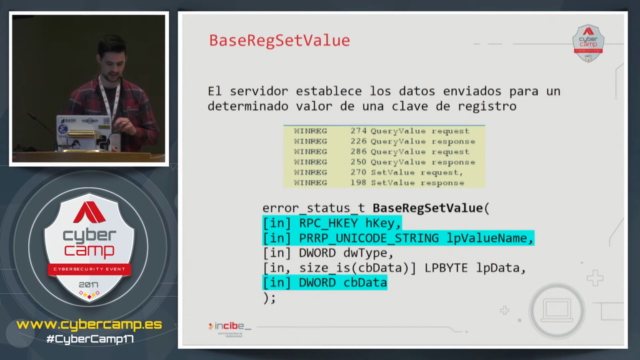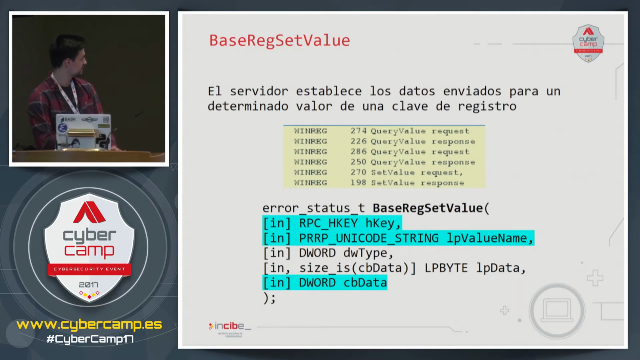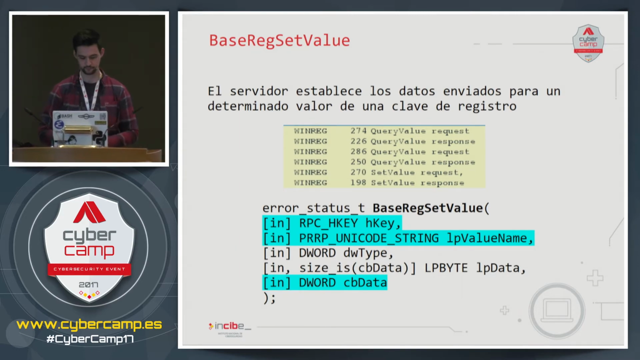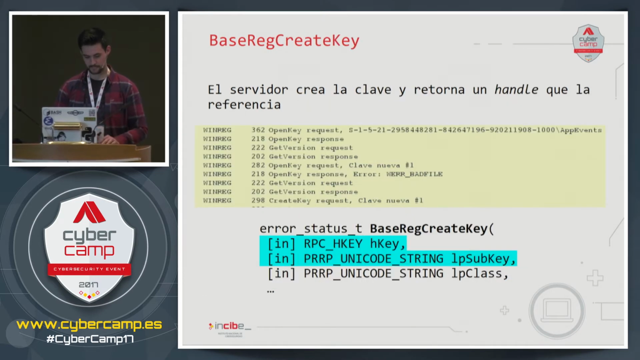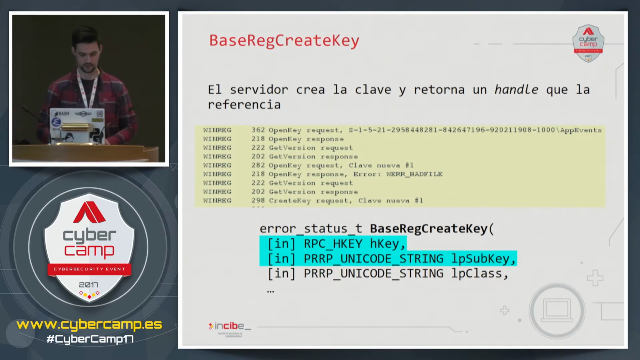In this case, once it's opened the key, it starts querying values for all the values that it's got until it finds the value that we want to include. Once it's done that, it sends a set value response. So once again, probably all of this is transmitted here, but what's important is to consider that a series of previous steps are required. And there's another operation, which is create key.